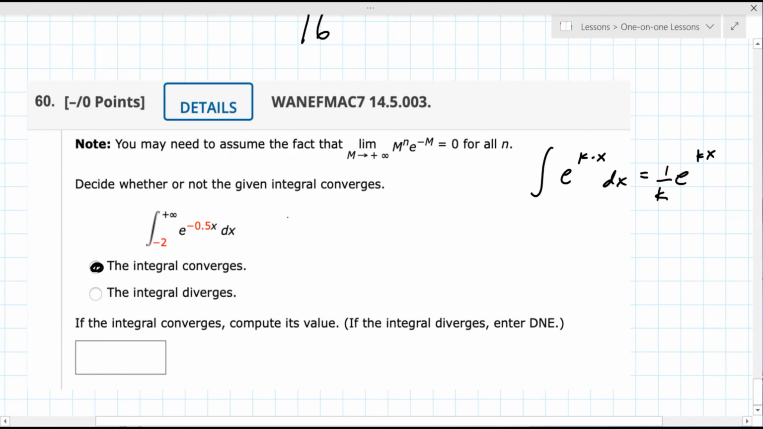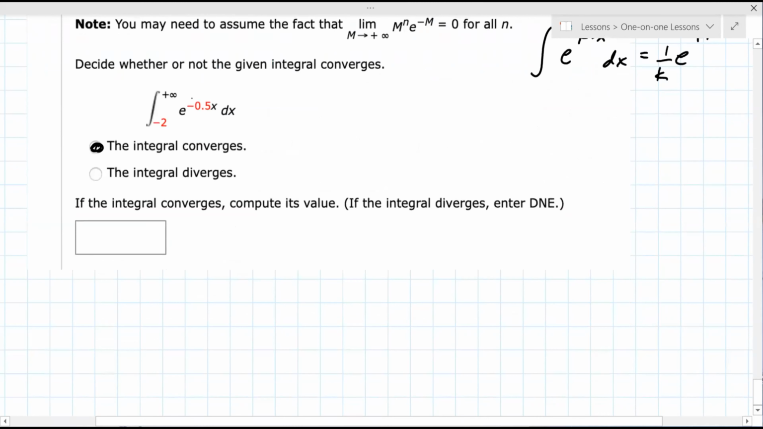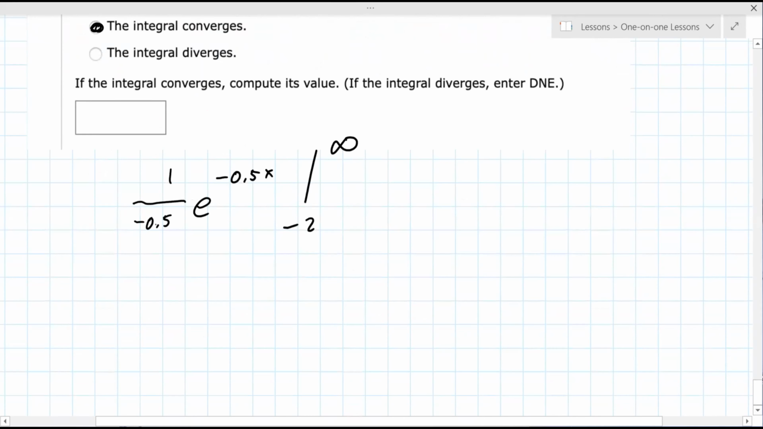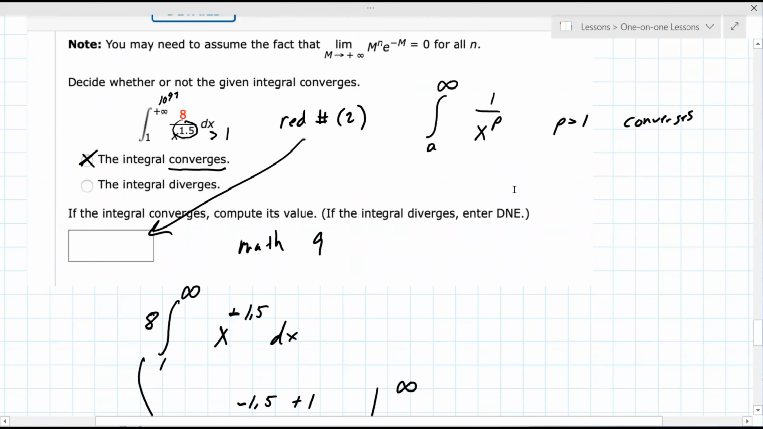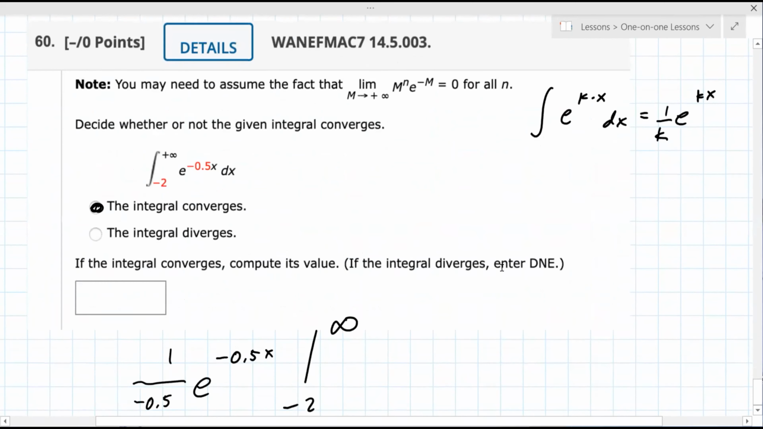So the integral of this is itself e to the minus 0.5x, 1 over minus 0.5. And then you evaluate from -2 to infinity. It converges even though it's not greater than 1. This is a different type of problem. So the previous one is 1 over x to the power. Oh, so maybe I should have thrown that there.